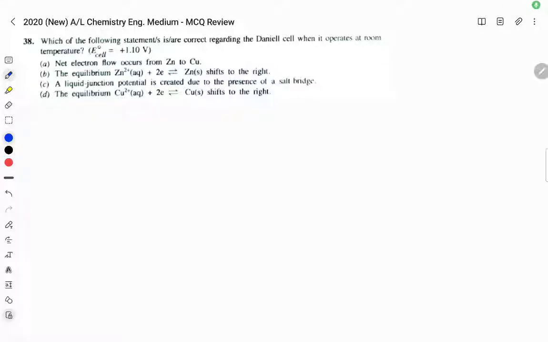Question number 38. Which of the following statements is or are correct regarding the Daniell cell when it operates at room temperature? Net electron flow occurs from zinc to copper. That is true, because zinc is the anode, copper is the cathode. How do we know that?